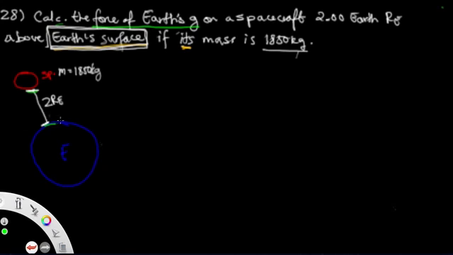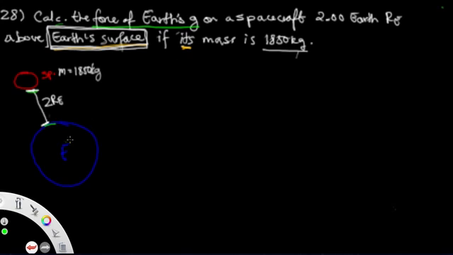Here we have the Earth and the spacecraft, the two objects of interest. I also drew out that the distance between their surfaces is 2 Earth radii apart. I also drew out that the mass of the spacecraft is 1,850 kilograms. Now, with all this information, they're asking us to calculate the force of Earth's gravity acting on the spacecraft.